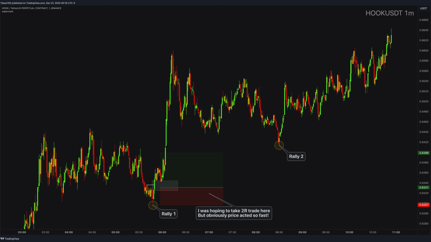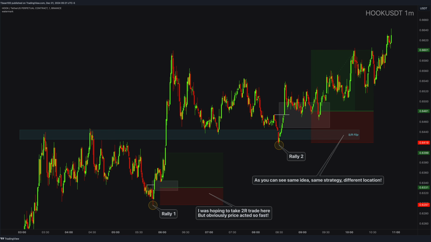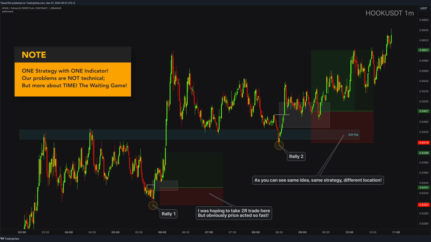Buyers were so strong and the price flew away without me. And the next rally point, the same similar structure happened. This time we also had this great support and resistance flip area. So at the end, as you notice, what we do here is not extremely complicated. We use one strategy and one indicator and look for the same or similar setups over and over again.